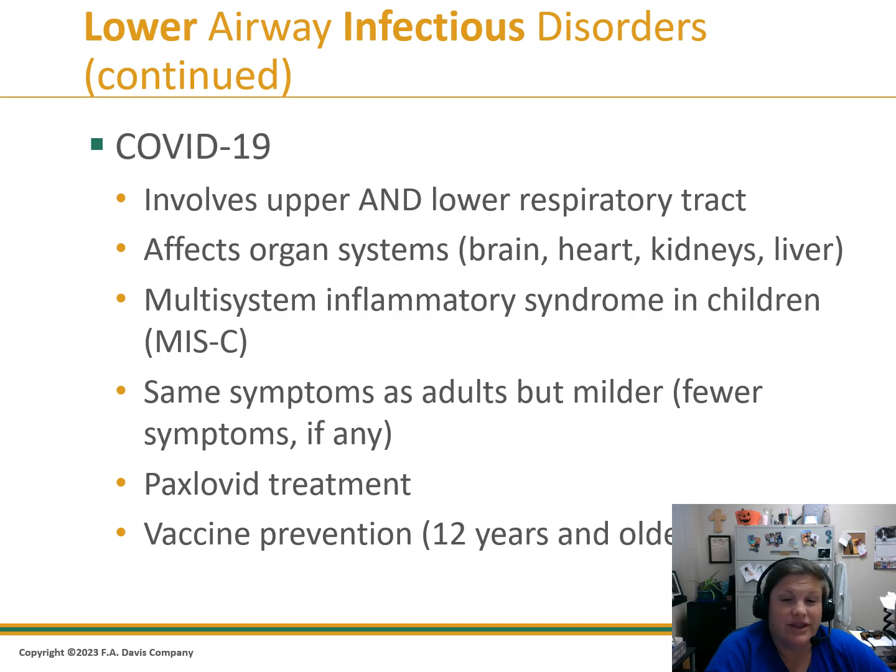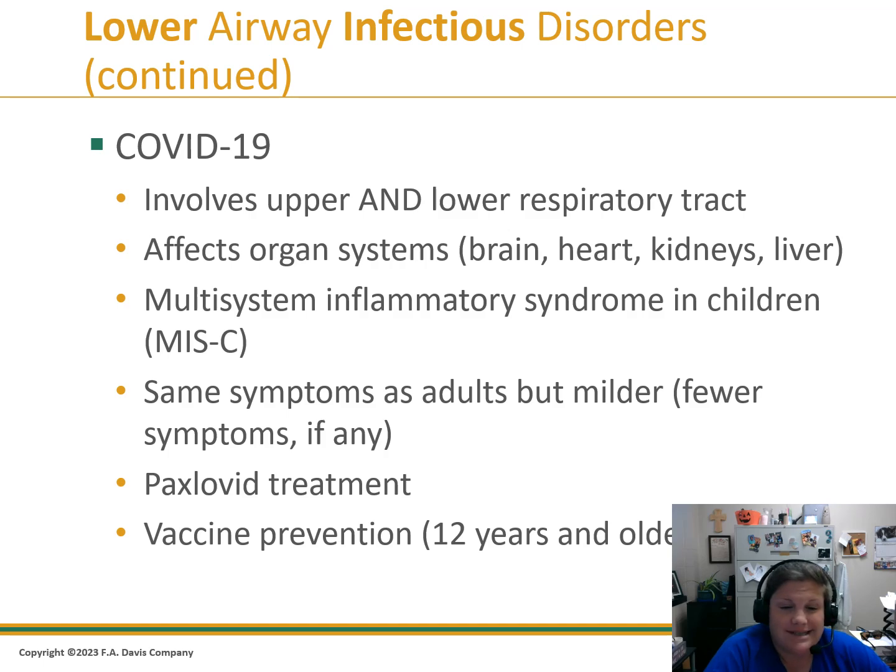It can result in what they've referred to as multisystem inflammatory syndrome in children. They abbreviate it MIS-C, which is kind of like a complication of COVID-19, when it's impacting numerous systems of the body in this syndrome kind of capacity. It can be both upper and lower respiratory tract. So we've got it grouped with the lower airway infectious disorders, but it can involve the upper airway as well.